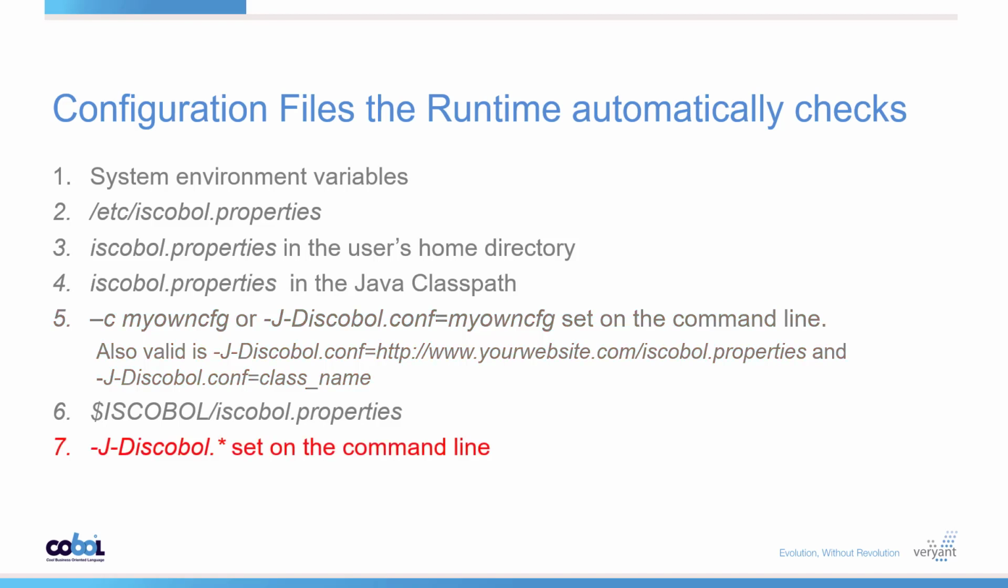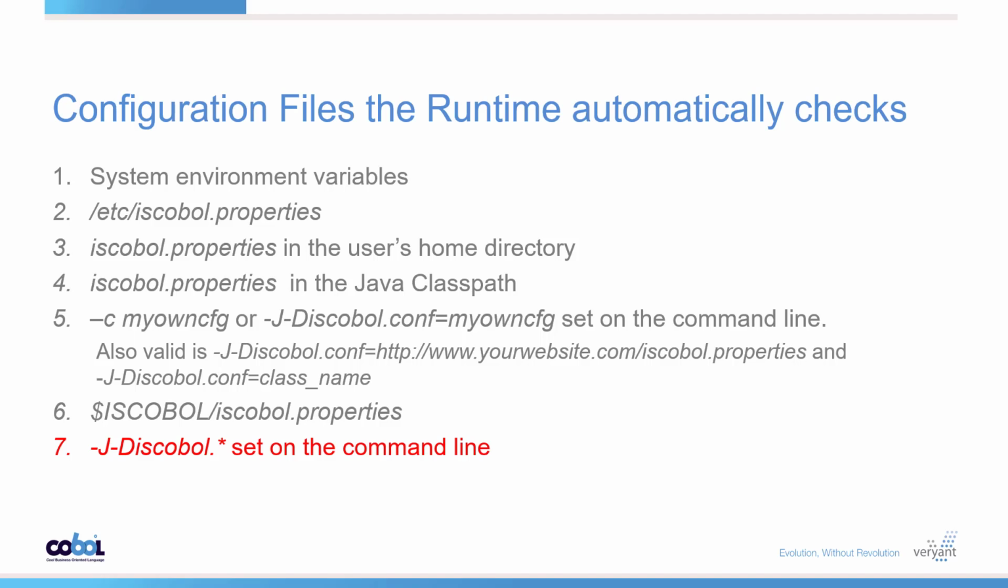The last place that you can set a value and override any of the previous settings is on the command line to set the variable itself, using the -J-D iscobol. And then whatever the variable is that you want to set, and then the value. If you set it on the command line, it's going to overwrite everything behind it.